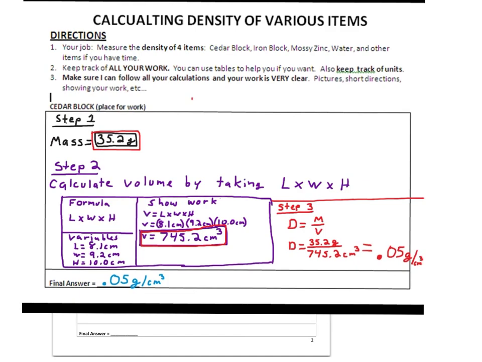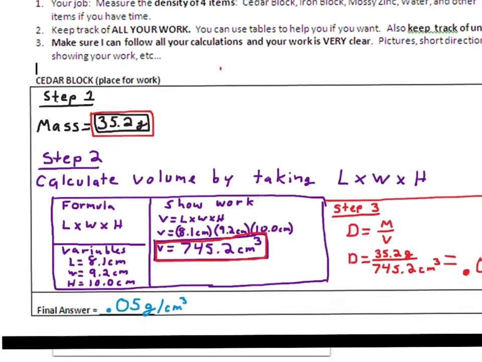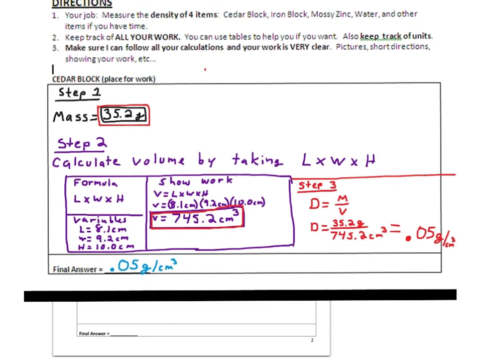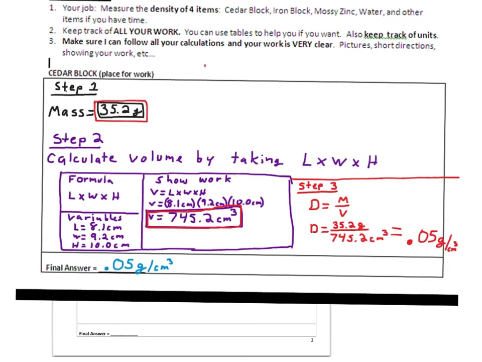And I just made these numbers up. It wasn't actually real data from the lab, but I just did this to illustrate some points to you. So first of all, you can see I keep track of my work. I said step 1, what was done, the mass. I took it on a balance and got 35.2 grams. And I tell you what my next step is going to be. It's going to be calculate volume, and I tell you the formula I'm going to use.